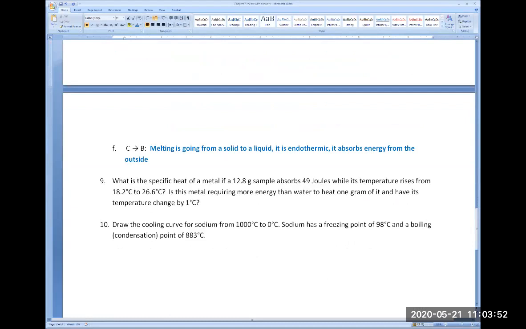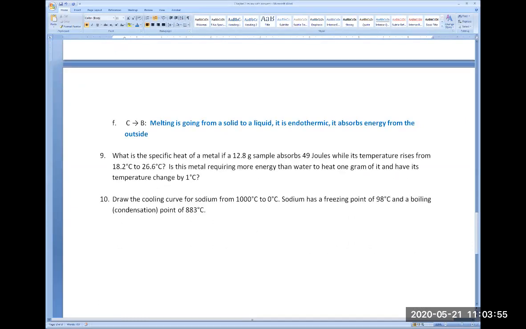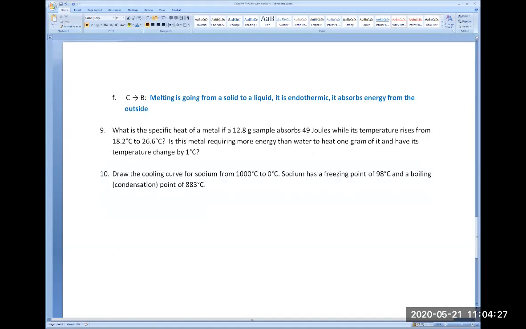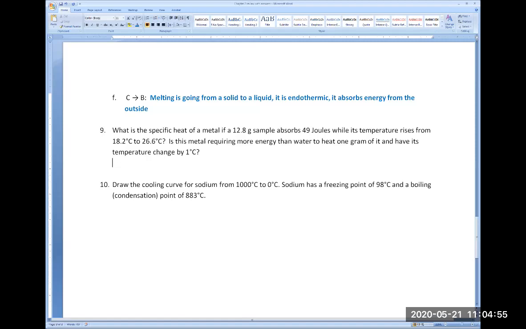Okay, so let's do problem 9. Hopefully you still have time. Problem 9: what is the specific heat of a metal if a 12.8 gram sample absorbs 49 joules while its temperature rises from 18.2 degrees Celsius to 26.6 degrees Celsius? Once we have that figured out, then we can answer the second question. But let's just look at this.